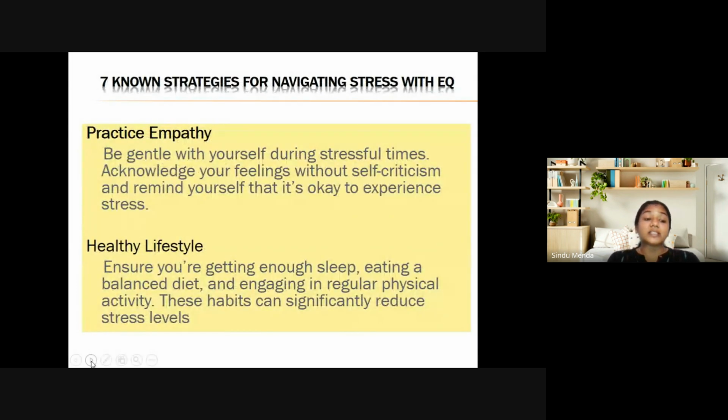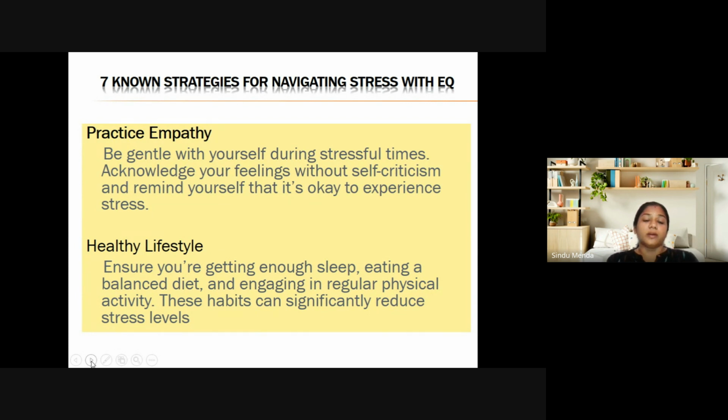Next one is practicing empathy. What is the difference between empathy and compassion? Anybody? Empathy is the ability to understand and share the feelings of another. Be gentle with yourself during stressful times, acknowledge your feelings without criticizing yourself, and remind yourself that it is okay to experience something regarding the stress.